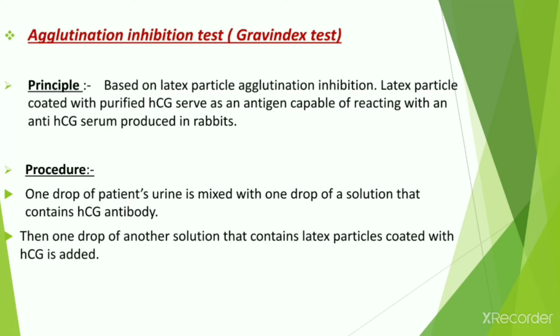To perform this test, we require 1 drop of the person's urine to mix with a drop of solution that contains HCG antibody. Then add 1 drop of another solution that contains latex particles coated with HCG.